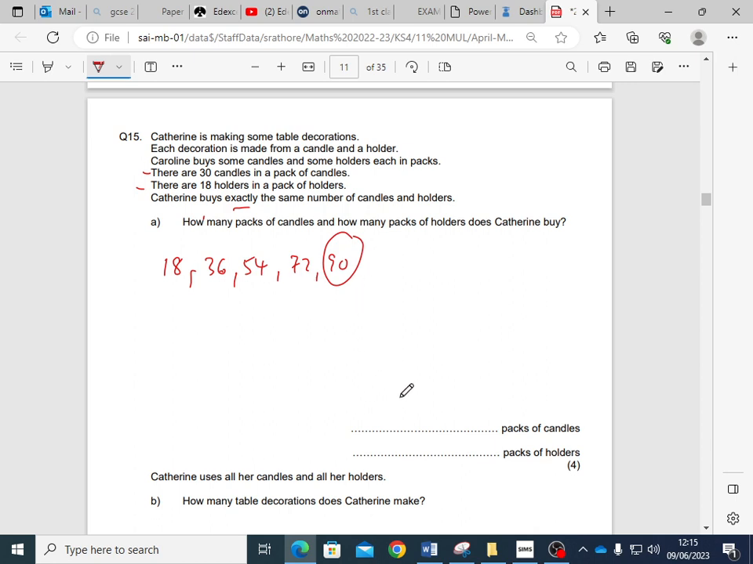So how many packs of candles? 90 divided by 30 is going to be 3 packs. How many packs of holders? Well, they come in 18. 1, 2, 3, 4, 5. That's the 5th multiple, so that's going to be 5 packs.